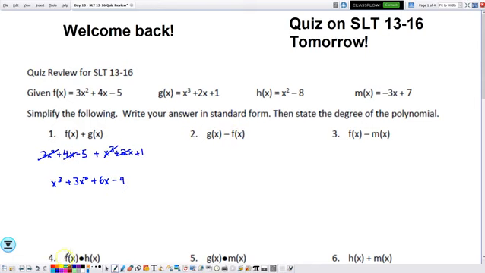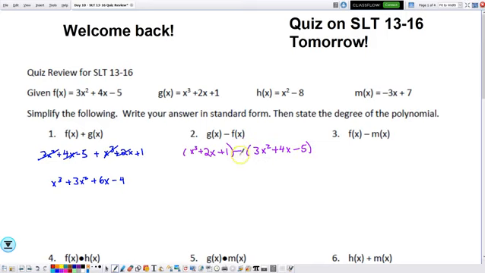Okay, number 2 is g of x minus f of x. So now I am going to use parentheses. I'm going to say g of x, x cubed plus 2x plus 1, minus f of x, 3x squared plus 4x minus 5. And the next thing I'm going to do is switch my pen color, and I'm going to distribute this minus sign, and I'm going to subtract all of f of x.